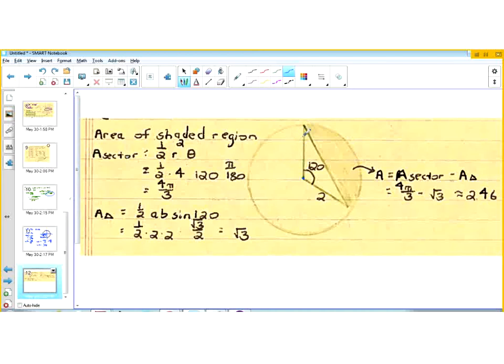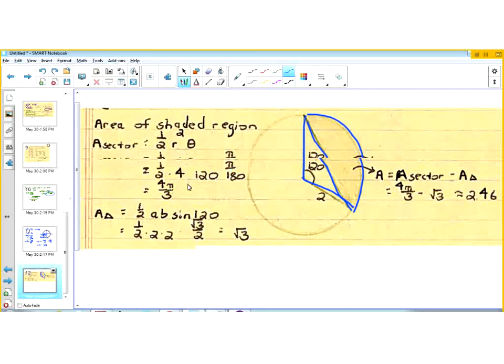So the area of the shaded region is found by subtracting the area of this triangle from the area of the sector. See this sector? We know the formula for the area of a sector. The area of the sector is 1/2 times the radius of the circle squared times the measure of the subtending angle. In this case, r is 2, so 1/2 times 4, and then we convert theta to radians. The subtending angle is 120 degrees. So before you find the area of a sector, you've got to convert the subtending angle from degree measure to radian measure. And that gives 4 pi over 3 as the area of the sector.